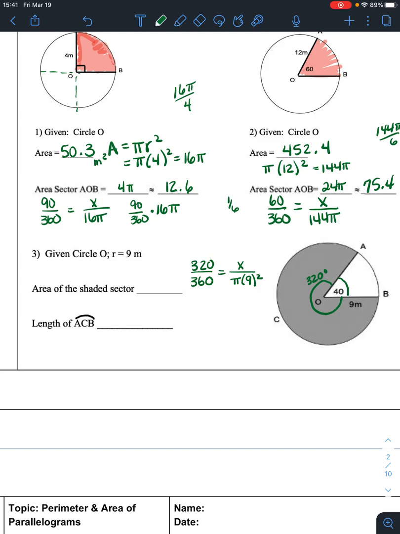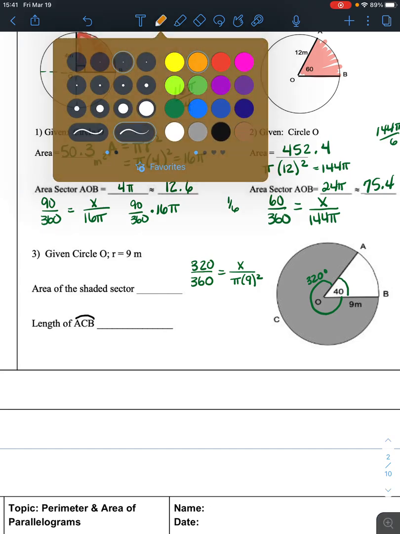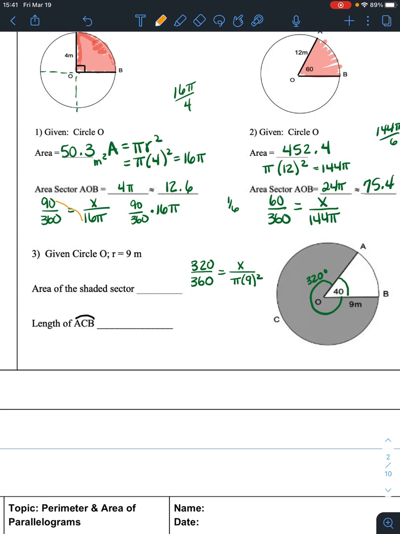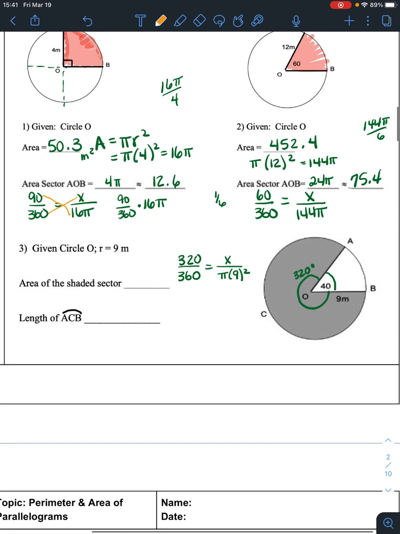and however you want to see it. I've been saying it a particular way, but you don't have to. You can do 90 times 16 pi divided by 360. You can do 60 times 144 pi divided by 360. Or you can do 60 over 360 times 144 pi. You can do 320 over 360 times 81 pi. It just depends on how you see it and how you want to do that proportion.